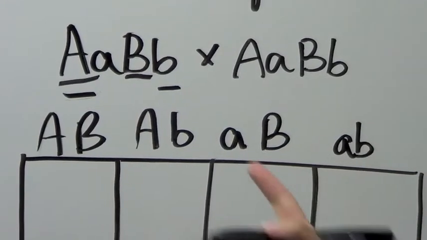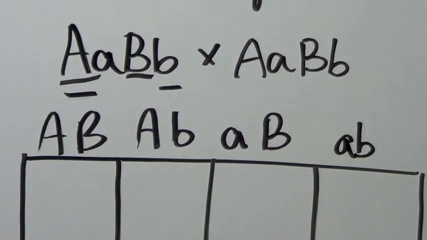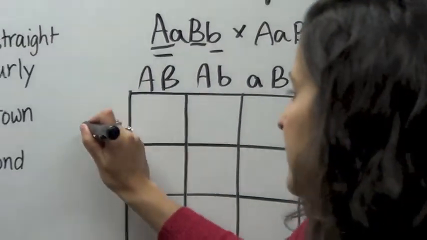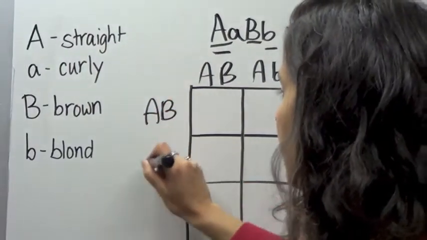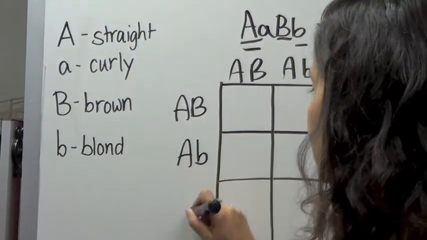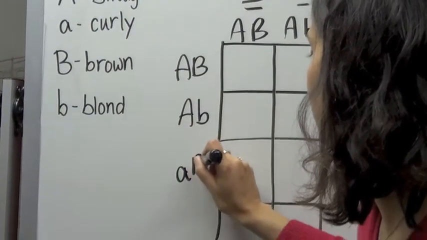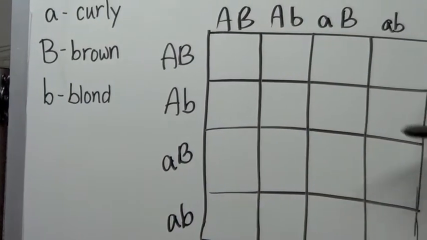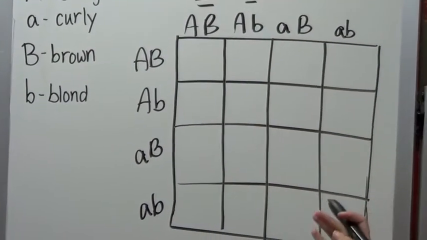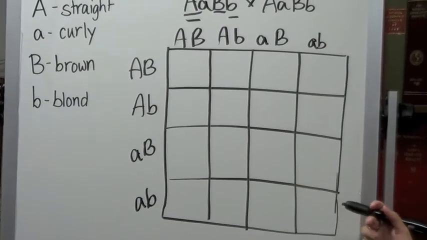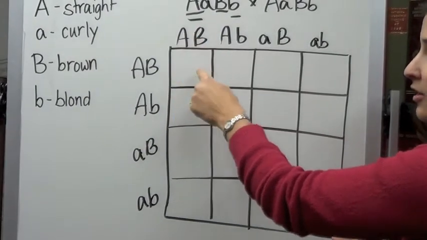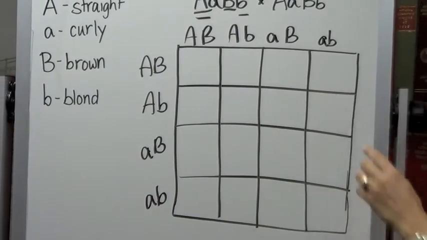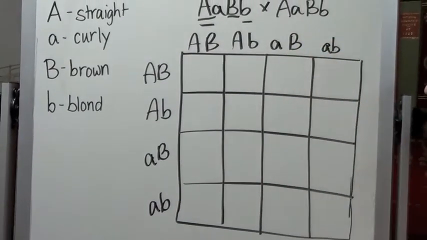Luckily, because I did two parents who are the same, it's going to be these same four down the other side: big A big B, big A little b, little a big B, little a little b. Now you have to fill in all 16 boxes doing the exact same thing you did with a simple Punnett. You're just bringing it down and across, and each box is going to contain four letters, just like it does up here for the genotype.